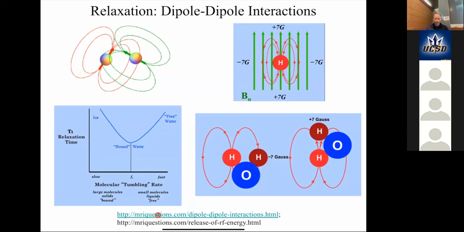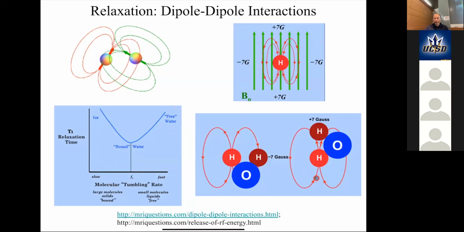If you want to delve deeper, MRIquestions.com actually has a fairly good introduction to all this. So that's a great source for those of you who want to learn more. But this is the main curve that you want to keep in your mind, that the T1 relaxation rate has this U-shaped curve with respect to the molecular tumbling rate, okay?